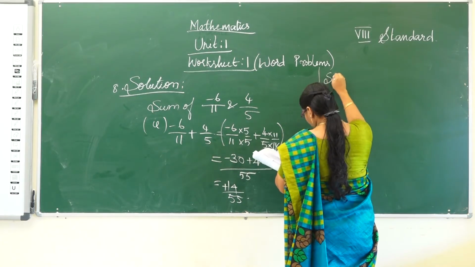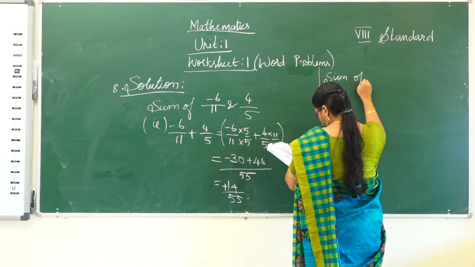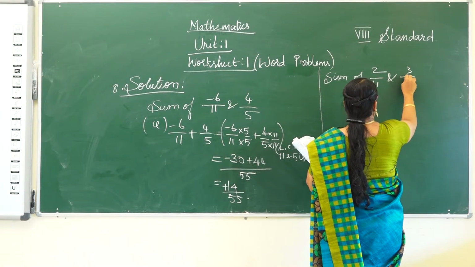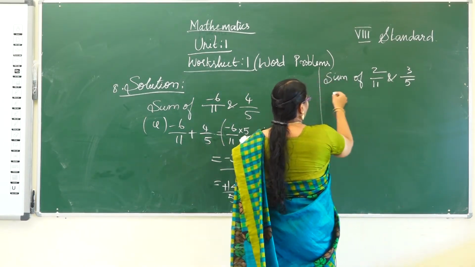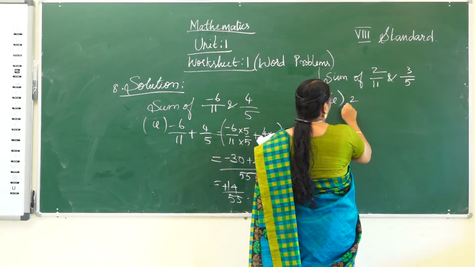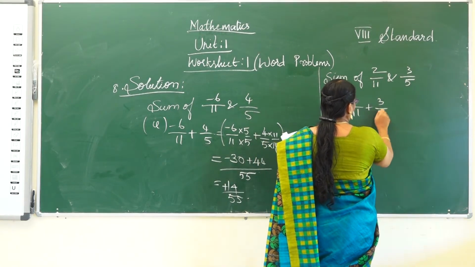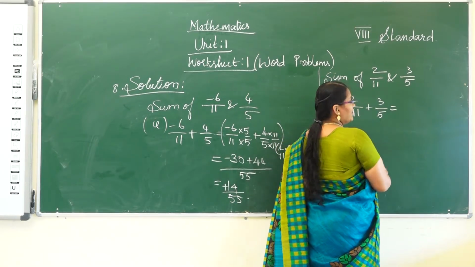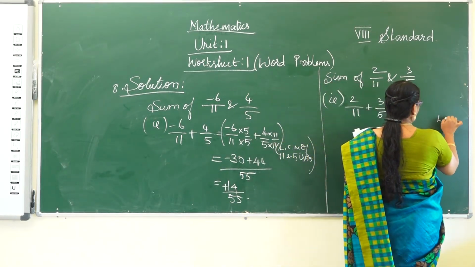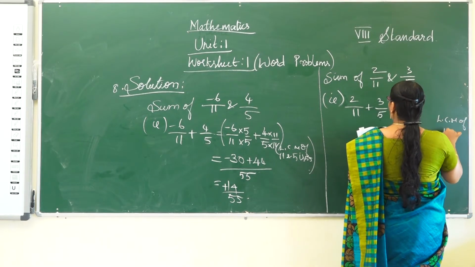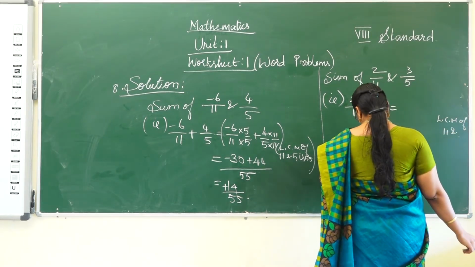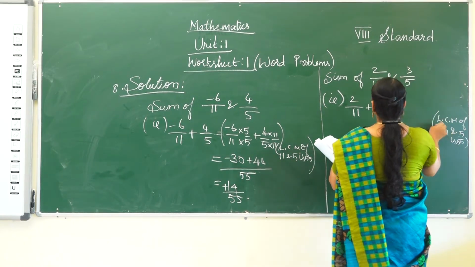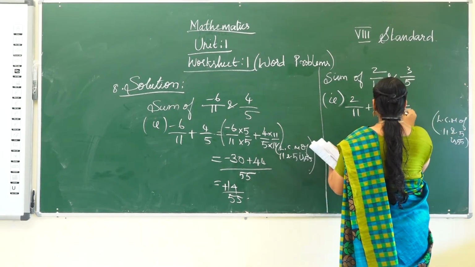And the next one, the sum of the next values. Sum of 2 by 11 and 3 by 5. So what is the meaning? Add these two values. Okay. So here also the LCM is 55. So the LCM of 11 and 5 is 55.